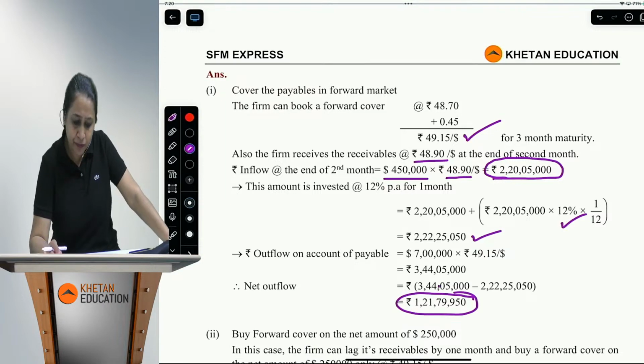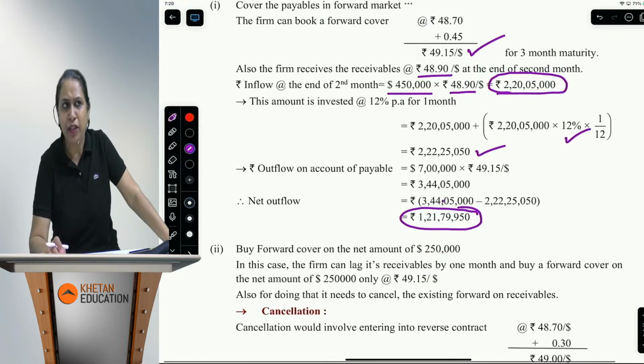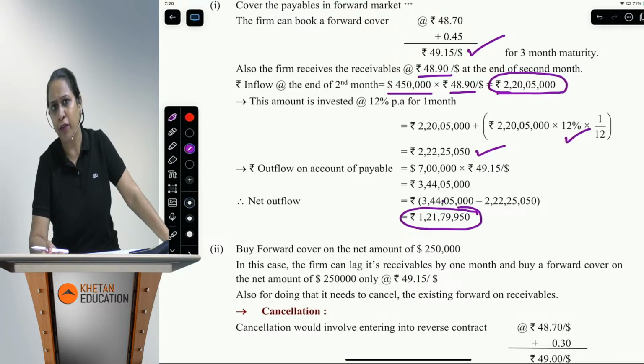Okay. Now, this is one method. That means you do nothing. You buy a forward on the payable, you sell a forward on receivable, and then when the receivable comes, you convert it at the end of the 2nd month the way it should be, and then take that money ahead by applying interest rate and then net it off.